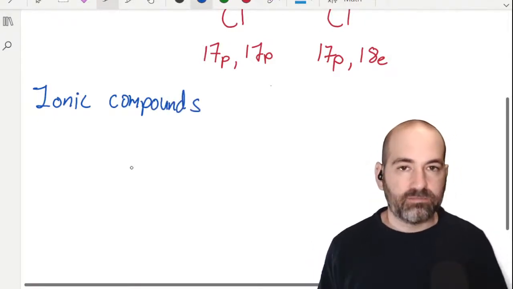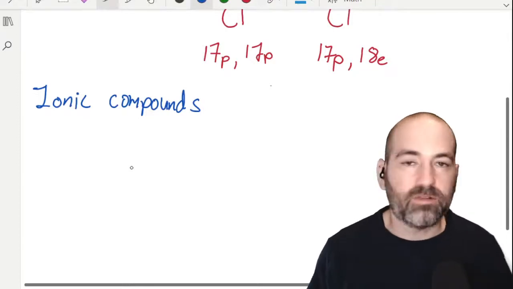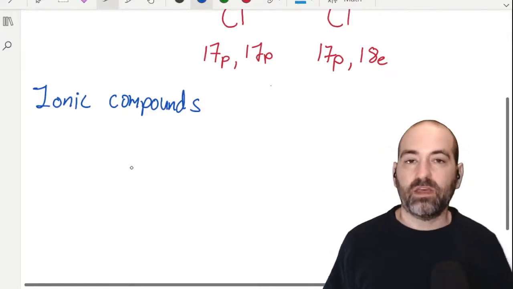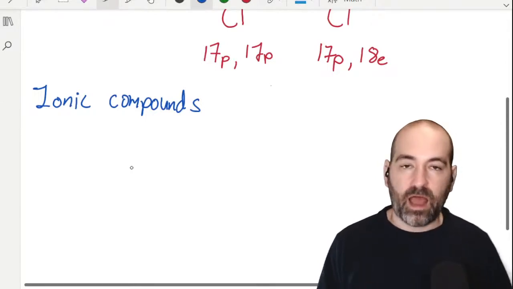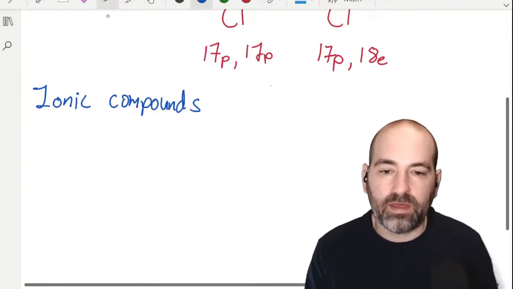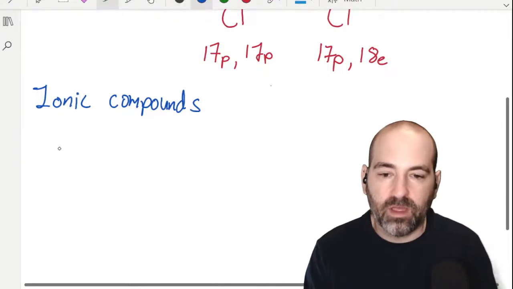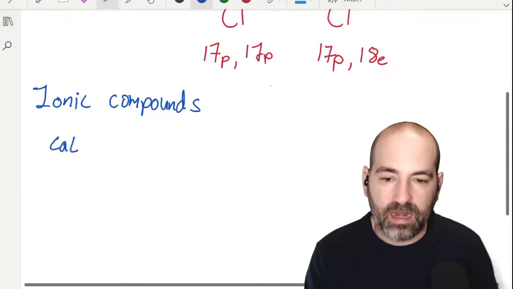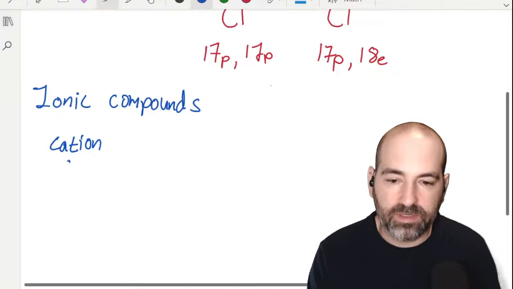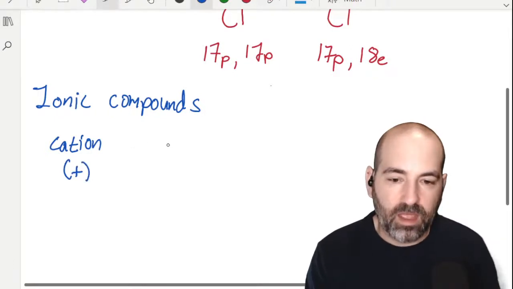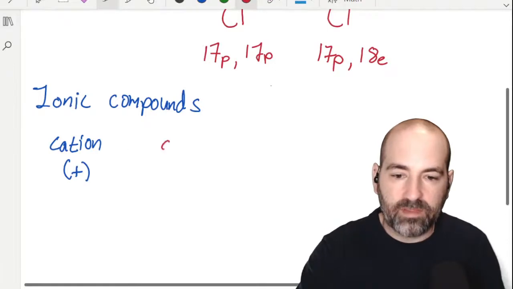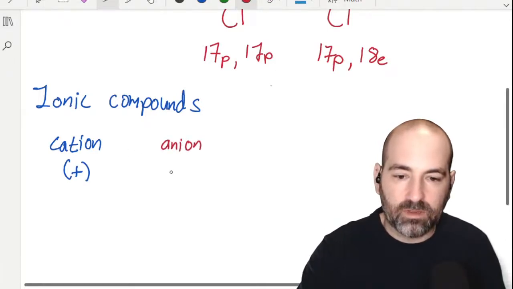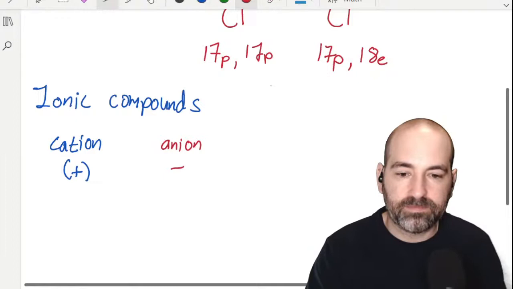Ions don't exist just on their own. You can't just get a bottle of chloride ions or a bottle of sodium ions. They always need to be paired plus and minus with other ions. So an ionic compound is always going to have two parts. It's going to have a cation, which is the positively charged part, and it's going to have, in a different color here, the anion, which has the negative charge.